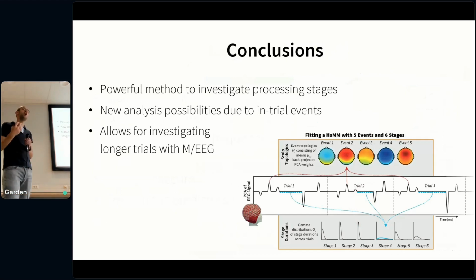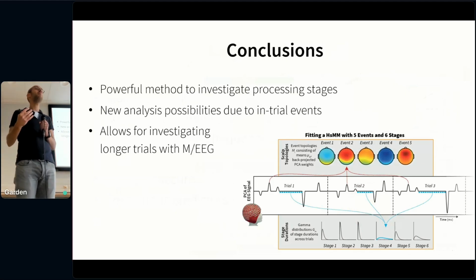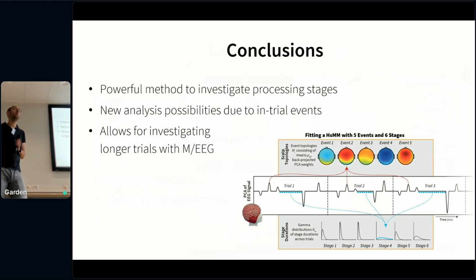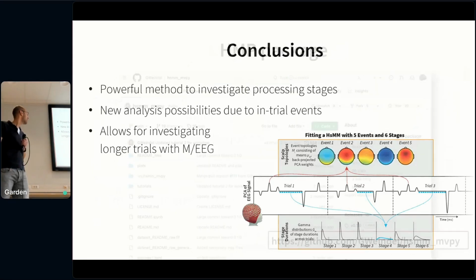It also allows for longer trials with MEG and EEG, because in general, you're kind of limited to maybe 1 second, right? If you do ERPs, because after that, the effects just wash out. But here you can take maybe 3, 4, 5 second trials. Of course, the analysis takes time because we take all data of all participants into the analysis at once, which can be quite heavy on the processing, but you can do it. And I think that opens up new possibilities.